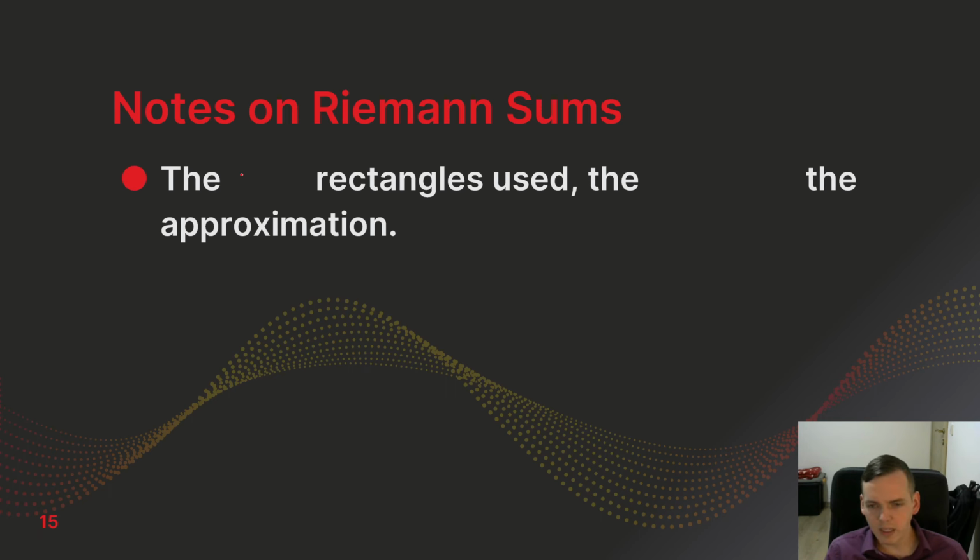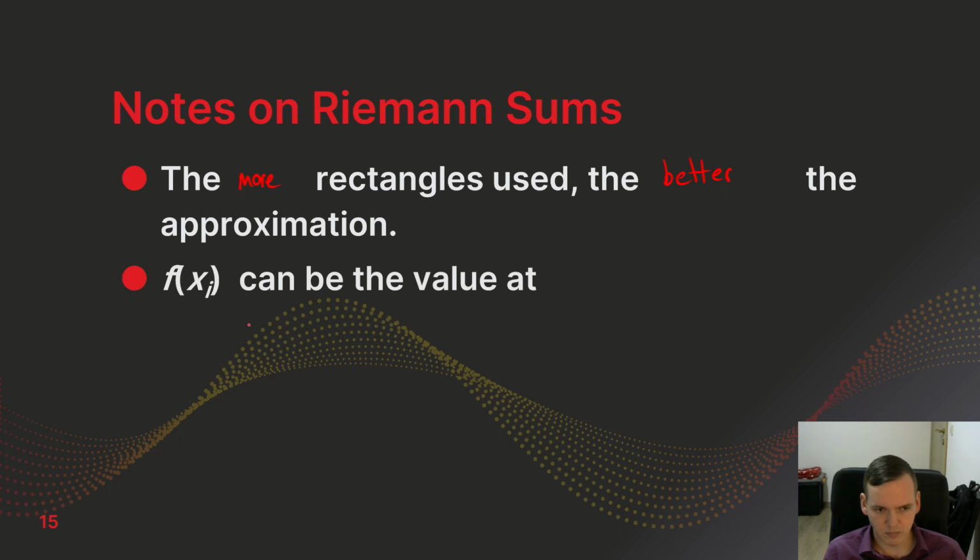So the more rectangles used, the better the approximation, right? If you use 100 rectangles, it's going to be better than using 2. And you probably saw this in your exploration, so you have kind of an idea of it. This f of x_i can be the value at any point in the partition or in the interval. So it can be the left side, the right side, the midpoint, or the trapezoid.